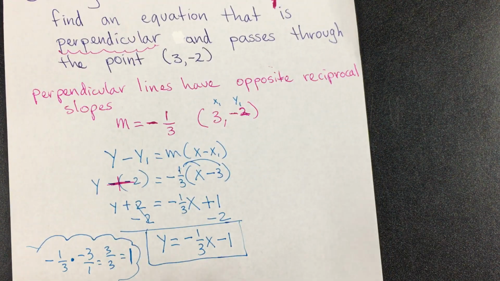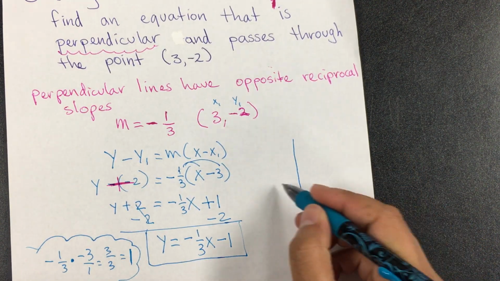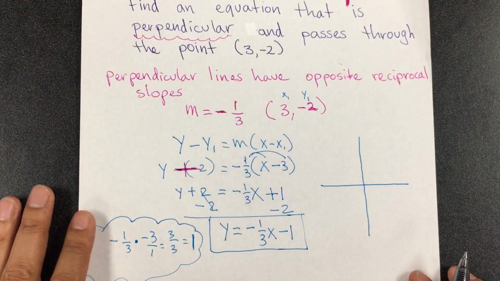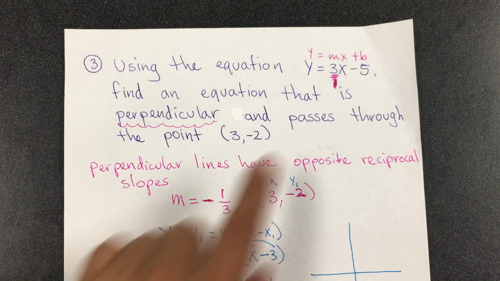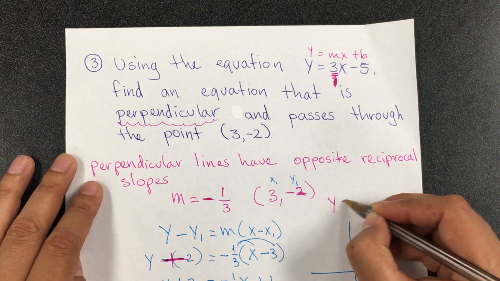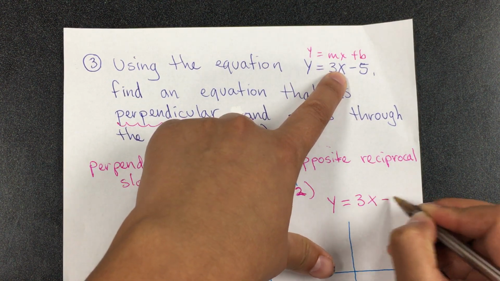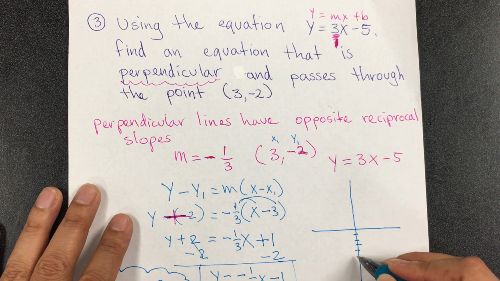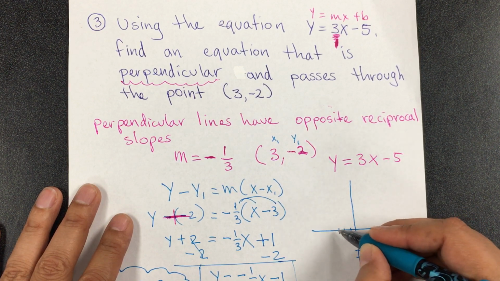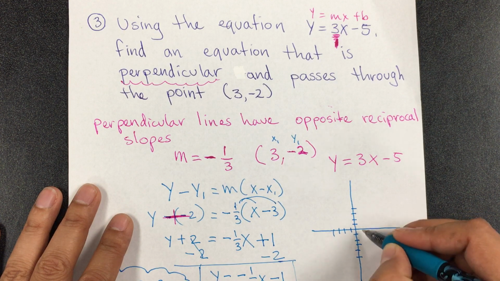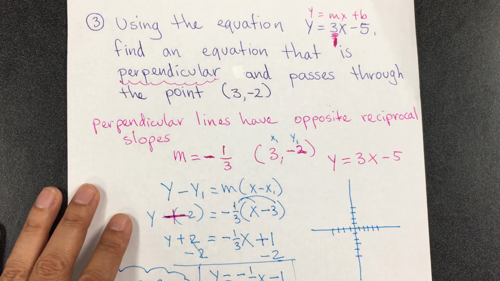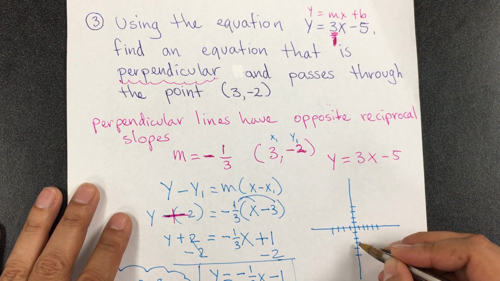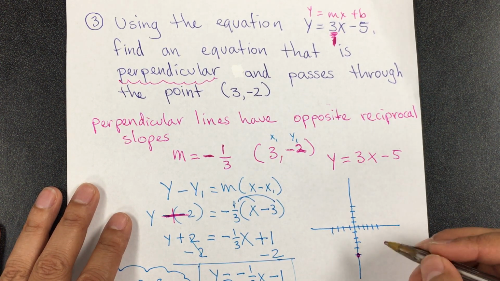So let me show you again in the homework. You don't have to do it, but if you want to, you can. I saw a couple of students doing the sketch just to prove it. Let me copy that. The first one is y equals 3x minus 5, the one that they gave us in the problem. The initial point is -5. So 1, 2, 3, 4, 5, that's my first point.